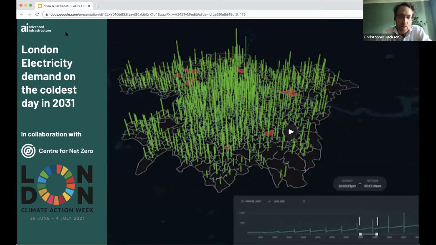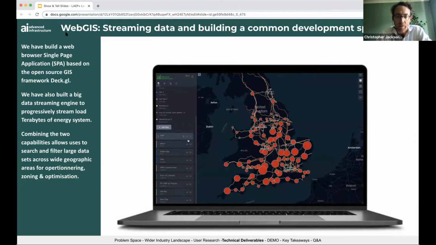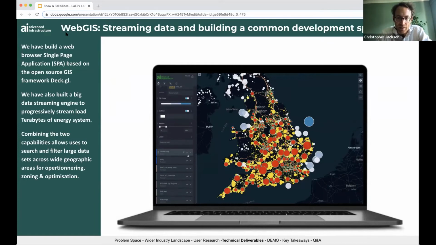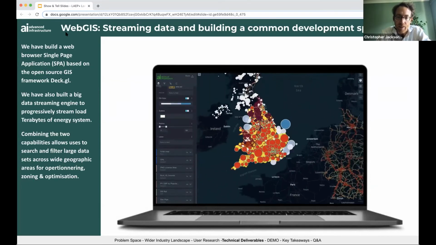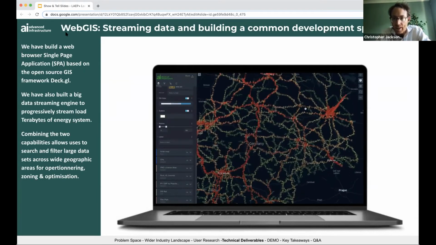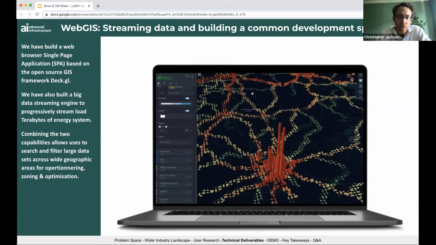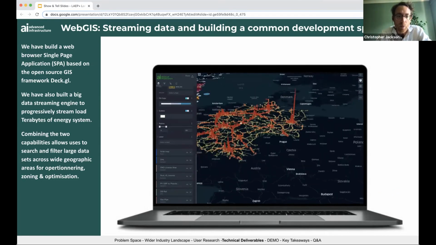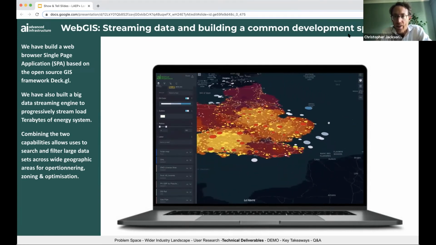As our third technical challenge, we've also prototyped a web-based application built on open source GIS framework, deck.gl. deck.gl is a new GIS framework initiated by data engineers at Uber and designed for visualizing millions of data points and complex networks. We've built a big data streaming engine to progressively stream terabytes of energy system data. Combining these two deliverables and these capabilities allows users to search and filter large data sets across wide geographic areas for zoning, optioneering, and optimization. I'll now hand you over to Lily for a demonstration of the LAEP Plus prototype.